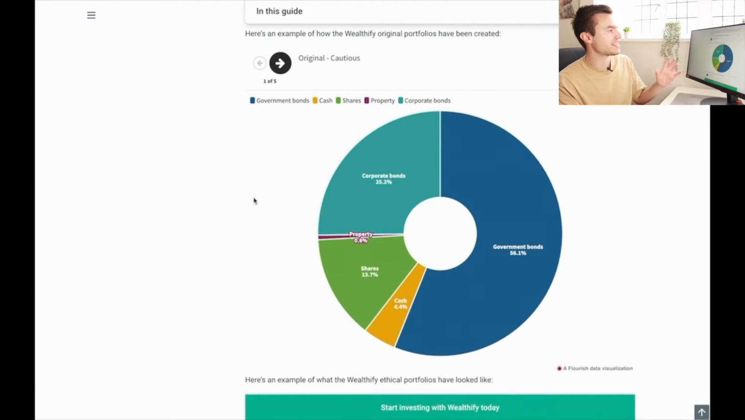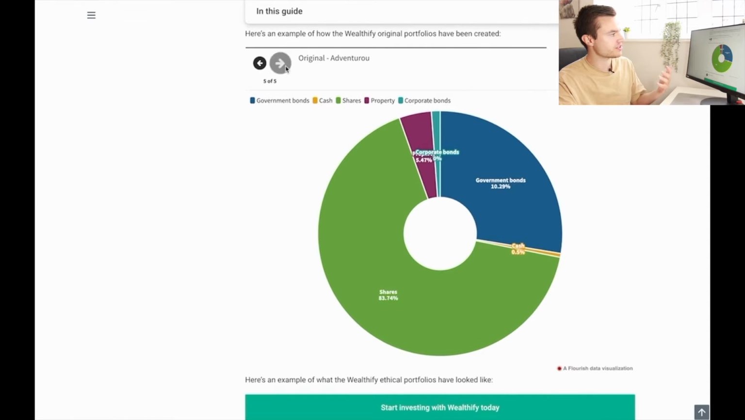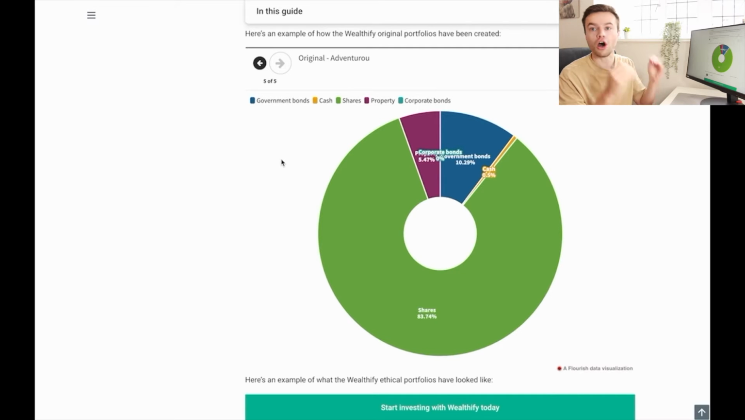For example, if we take a look at the high level breakdown of Wealthify original portfolios, you can see how the risk profile differs, how the weighting differs between those assets. So in the cautious portfolio, there's a high percentage of government bonds, over 50%. There's a high percentage of corporate bonds, there's a low percentage of shares. But if we move through the different risk profiles all the way up to ambitious and adventurous, you can see the percentage of shares increases to reflect the higher risk appetite. And this makes sense, as of course shares is a more risky asset.